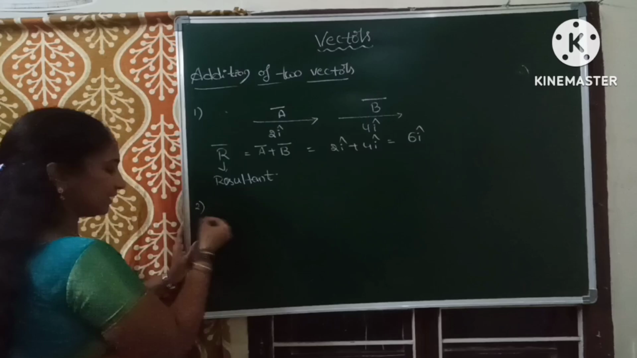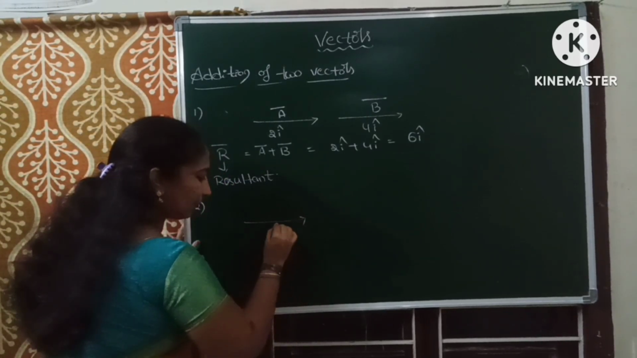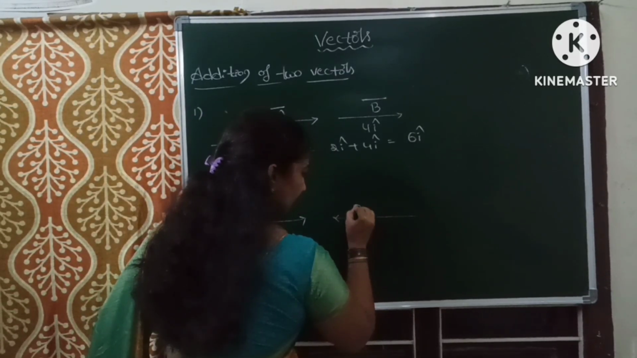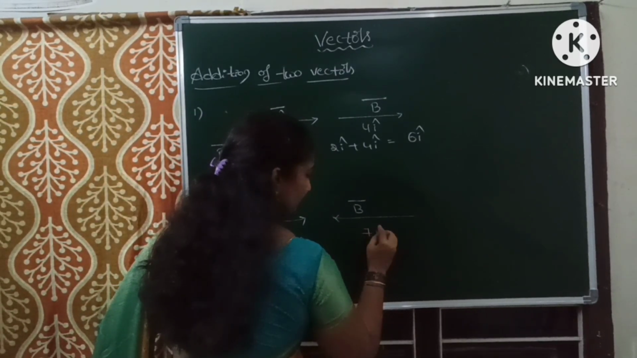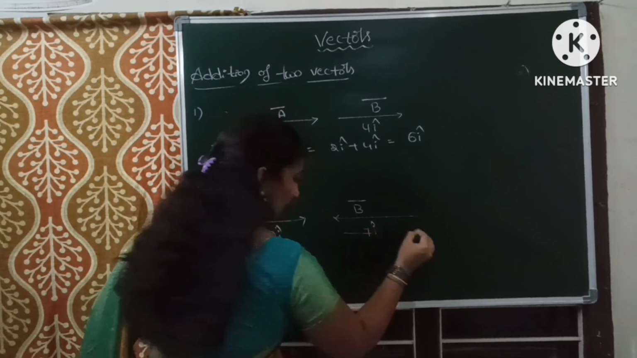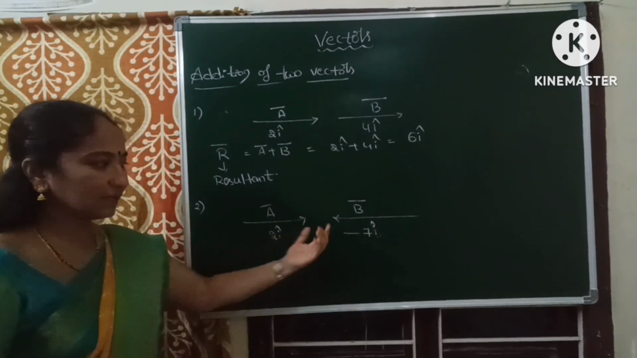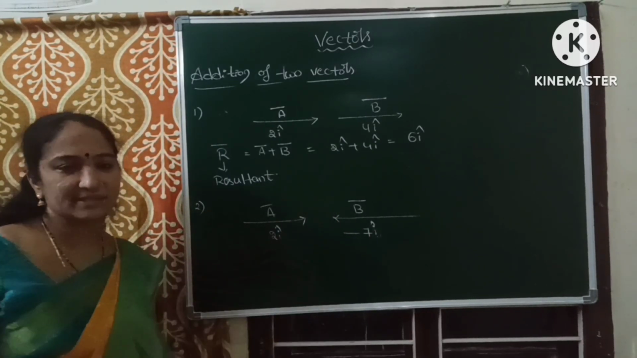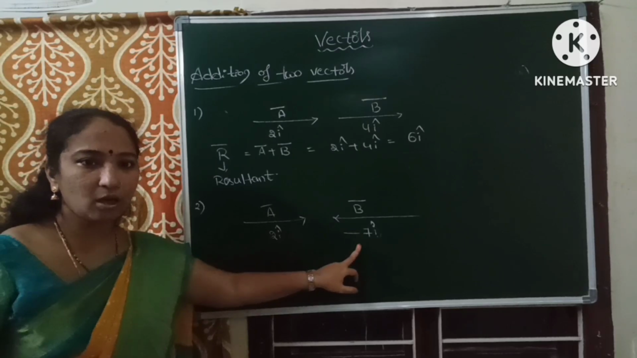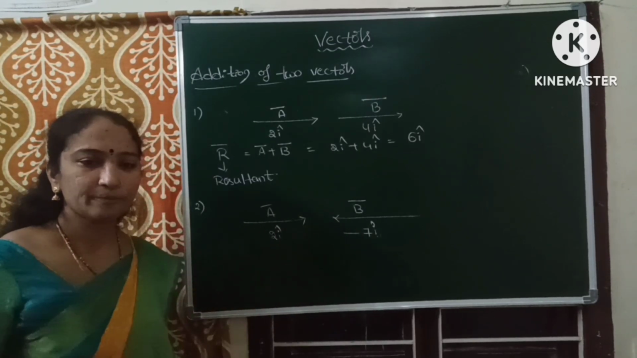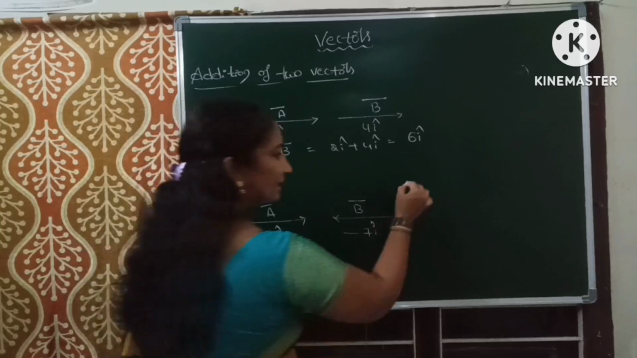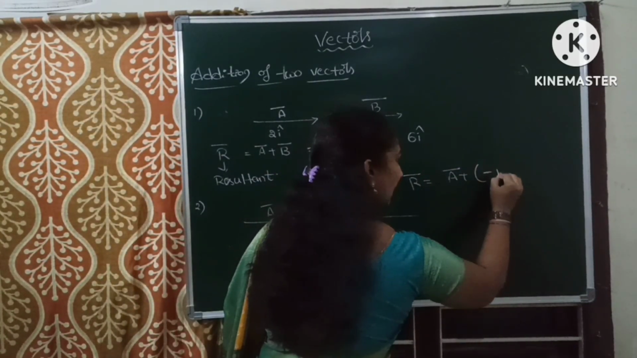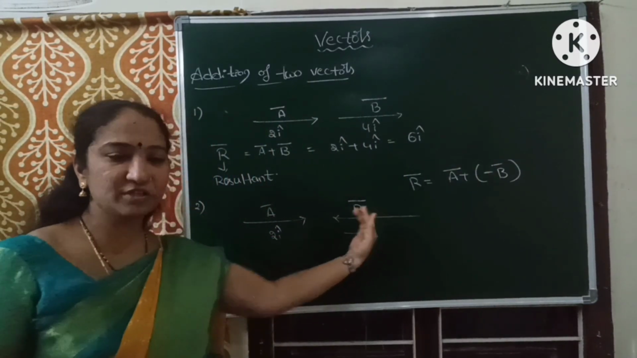But in the second case, for example, one vector 2 i cap is in the same direction, that is A bar. But here I took one more vector B bar which is equal to 7 i cap, but it is minus 7 i cap. Why? Because here B bar is in the opposite direction, opposite of A, that is negative x. What is the unit vector along the negative x axis? Minus i cap, right? So here how to calculate the resultant? R bar is equal to A bar plus minus B bar, because minus B is in the opposite direction of A.